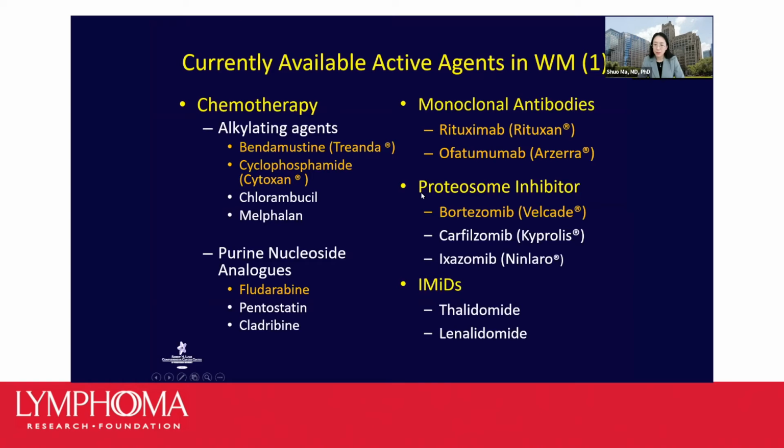And then there's another category of treatment called proteasome inhibitors. The one that's most commonly used and most well studied is Bortezomib, or Velcade. But there are some newer proteasome inhibitors in this class. And then lastly, the IMiDs, thalidomide and lenalidomide. They're very commonly used in myeloma, another disease that has some similarity to Waldenström, but they're not very commonly used in Waldenström because the initial studies showed some unexpected side effects.